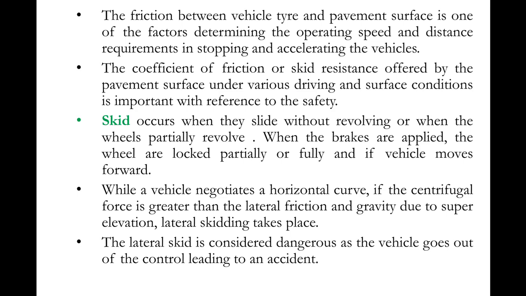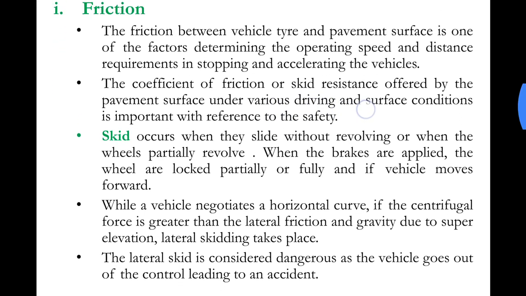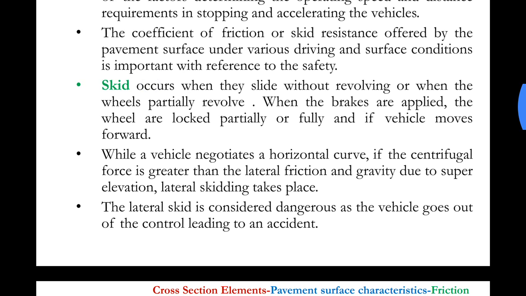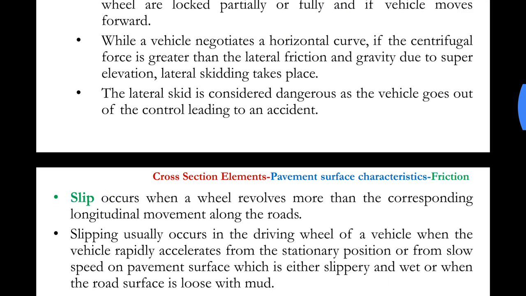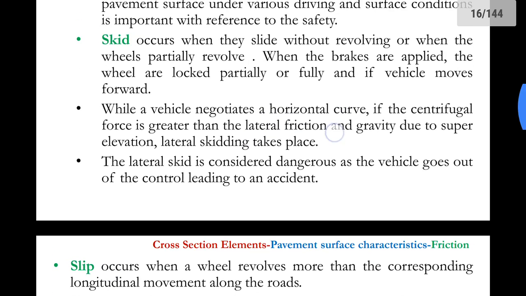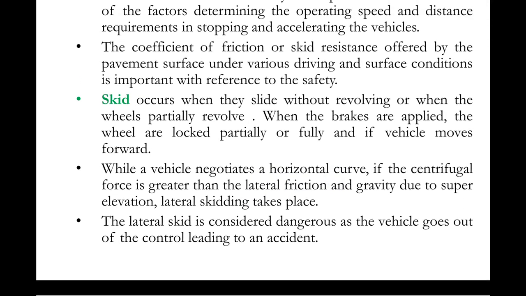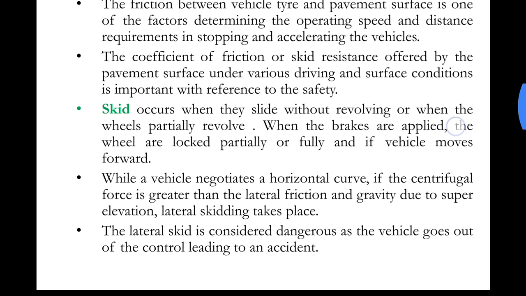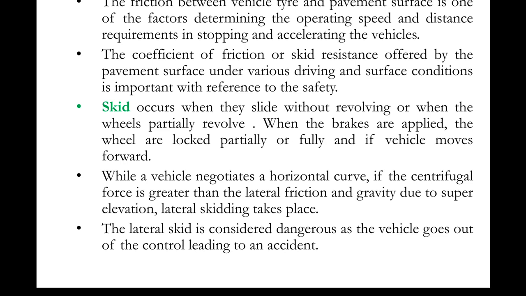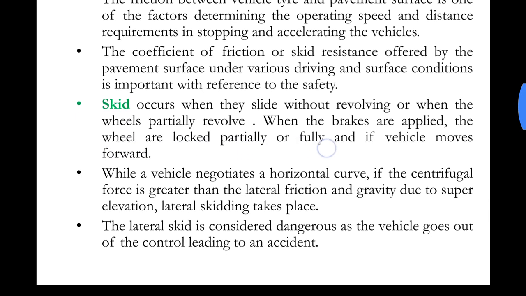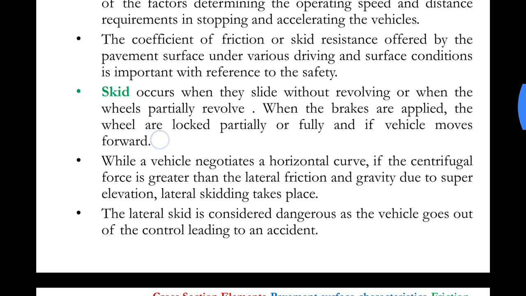Now under friction we have two types of conditions. You might have heard about skidding and slipping. There are two terms, one is skid and one is slip. Let us try to understand what is the difference between these two terms. Skid occurs when the wheels slide without revolving or when the wheels partially revolve. When the brakes are applied, the wheels are locked partially or fully and the vehicle moves forward.